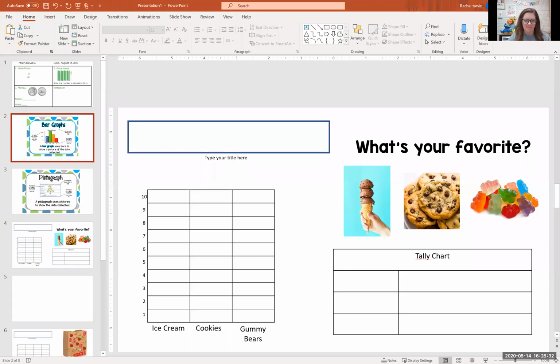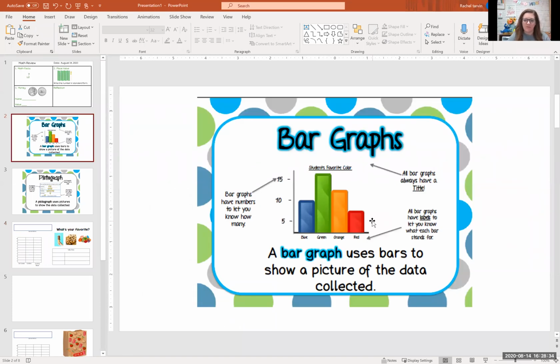Let's look at some graphs. This first type of graph we're going to look at is called a bar graph. A bar graph has lines that go up and down, or it can go sideways, but today we're just going to work on vertical graphs.